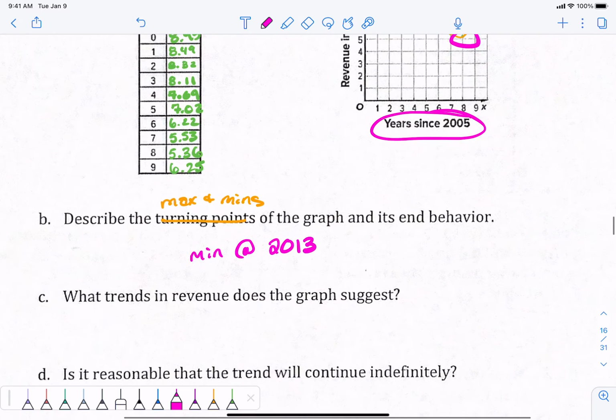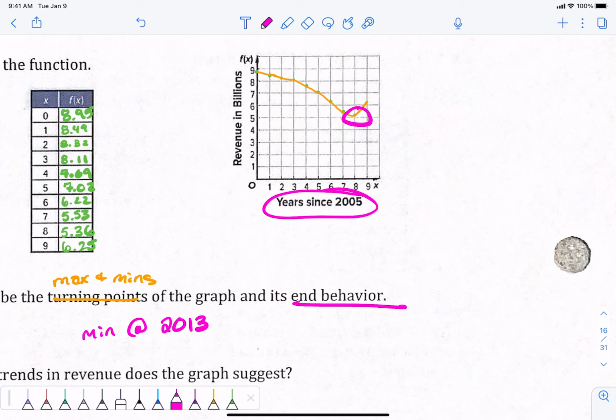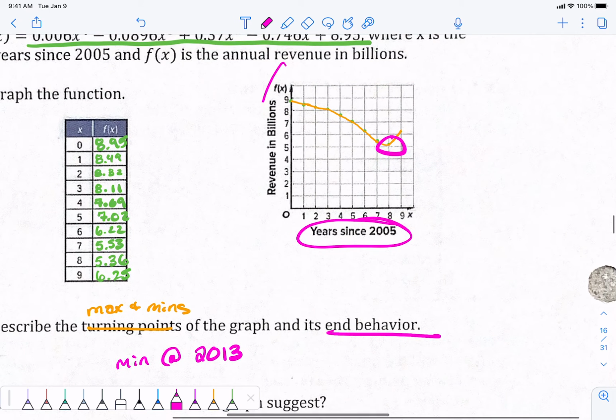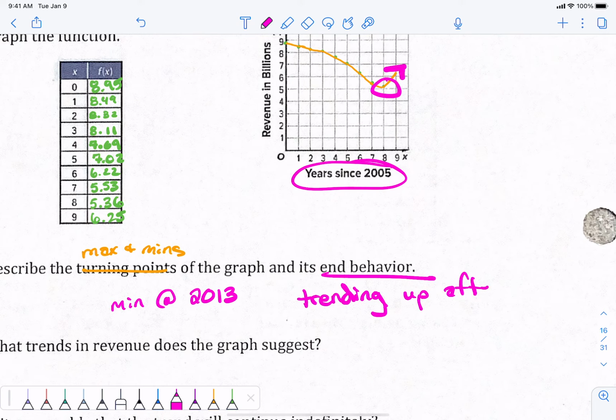I don't know. What trend is there, and its end behavior? So what's happening on the end of the graph? On the right side, what's happening? It's going uphill, right? Okay. So we really can't talk about anything before this because maybe it was going up, maybe it was going down, but it looks as though this is trending upward as we go beyond. So I'm just going to say after 2013, it's trending upward.